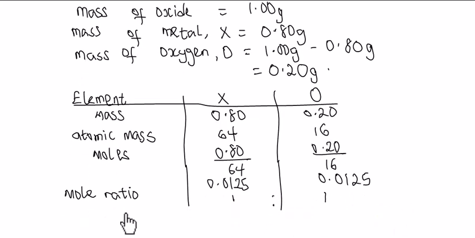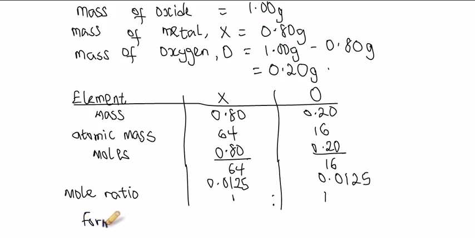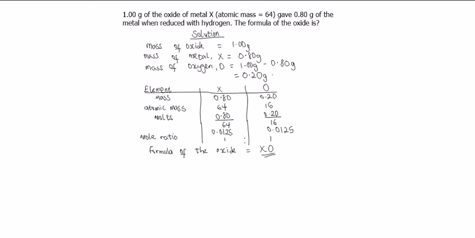Hence, the formula of the oxide will be equal to X with a subscript of 1. We have to write 1, but it is not significant to write it, so we do not write that. So O for oxygen too is 1, so we are not going to write 1, but if it is 2 or any other value, we can state that. This will be the final answer to the question. So the formula of the oxide is XO.